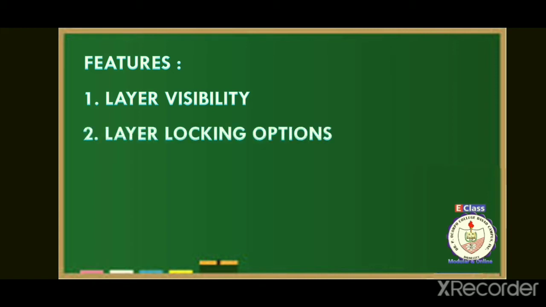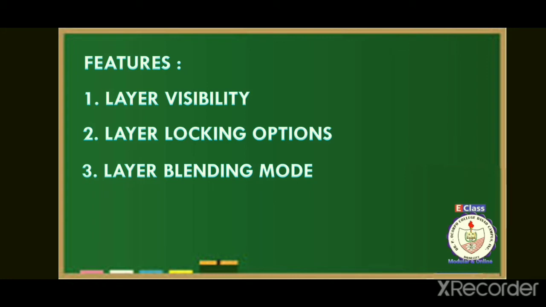Next is the layer locking options. We have 4 types. A is a checkered square icon. It's used to lock transparency. B, brush icon is used to lock the image. C, arrows icon is used to lock the position of the image. D, lock icon is used to lock all the options.